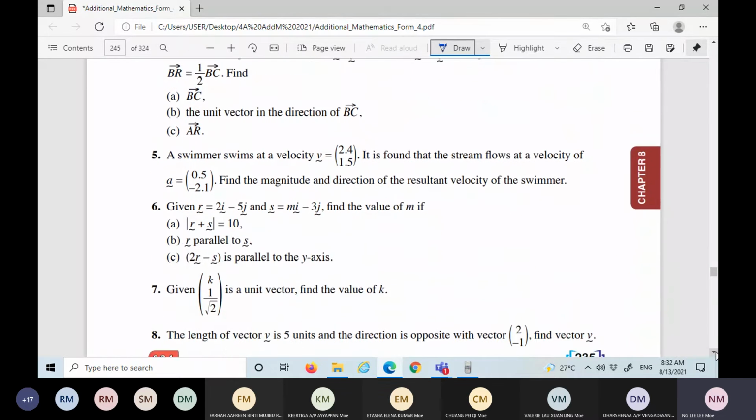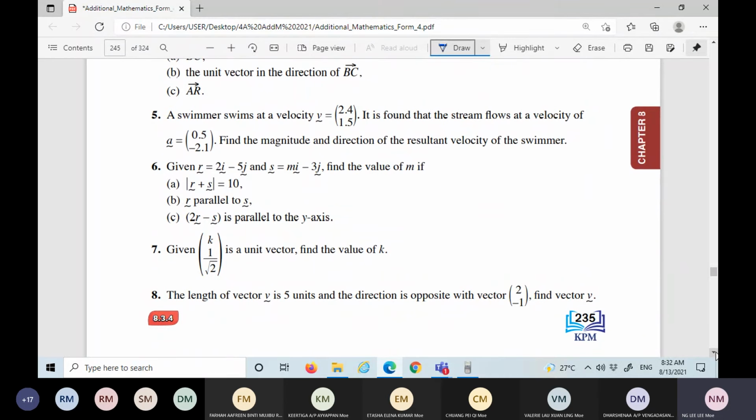Let us see number 6. The question is in this way. R is 2i minus 5j, and S is mi plus minus 3j. Find the value of m if, A, B, and C are different situations. The first situation is this, then you find m. For B it is a different situation, then you find m. And C is another situation, then you find m. This is the meaning.